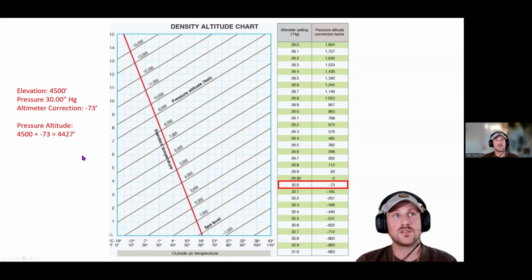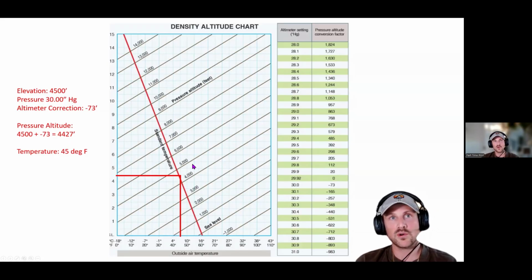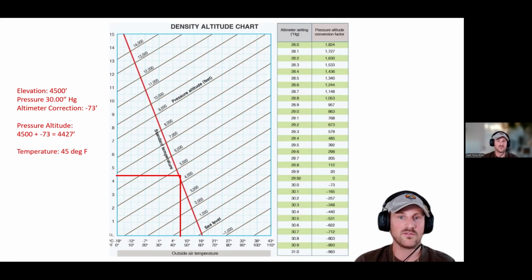All right, so now we have pressure altitude and we have temperature. Our temperature is still the same, 45, but now we're just drawing our line up higher until we reach our pressure altitude of 4,427. So about between 4,000 and 5,000, just a little bit below halfway between those two. Then from there, we draw a line over, and that looks to me like 4,400, 4,500. Anything around 4,300 to 4,500, maybe even 4,200 or 4,600, will get you the right answer on the exam. So I think you guys all got that.